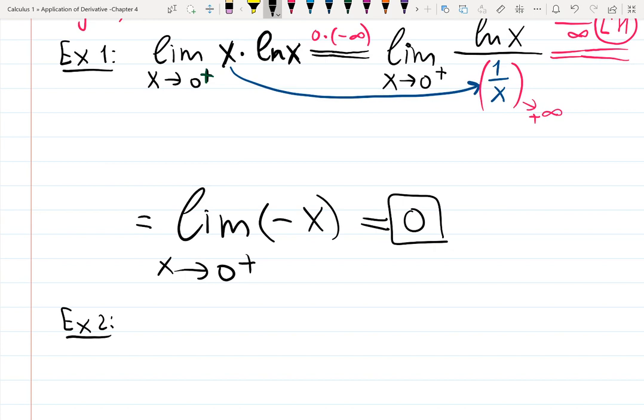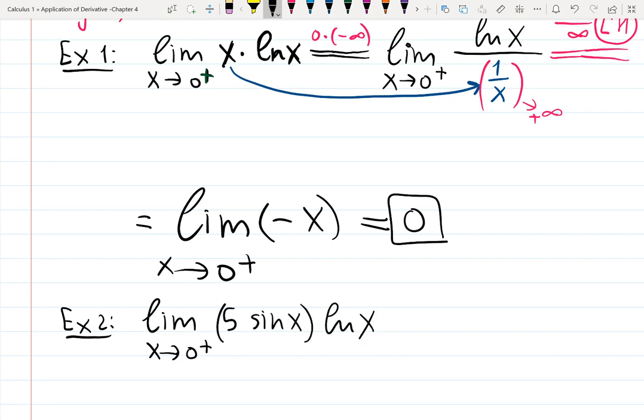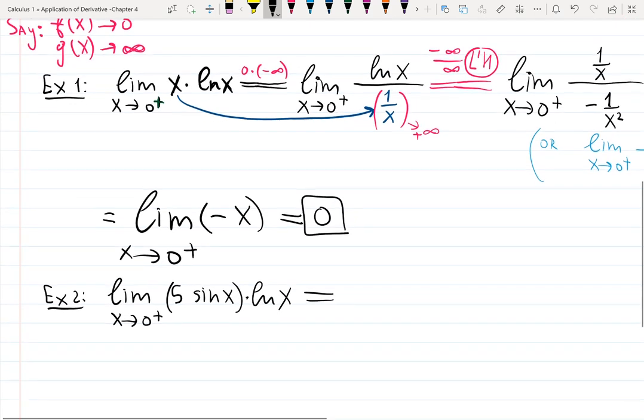Example 2. The second example is a little bit longer and involves some trigonometric functions. Limit as x approaches 0 from the right, 5 sine x times natural log of x, that's it, equals. Well, same idea.